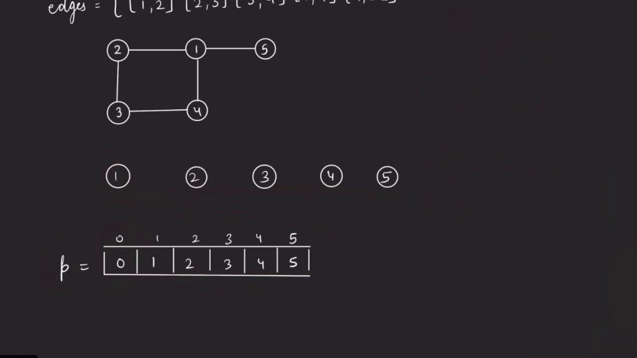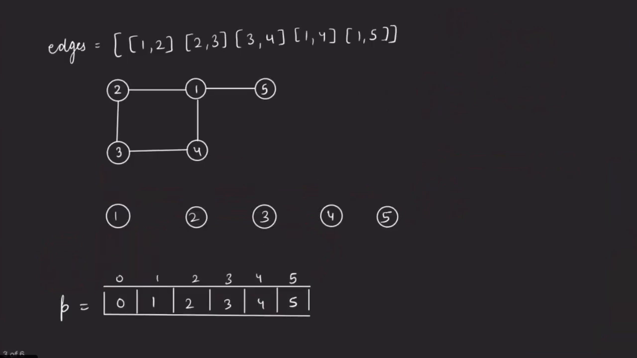And then what do we do? As we have all of our edges over here, we try to join these nodes on the basis of these edges using the union function. So see, the first edge that we have is 1 and 2. From this parent array, we find out what is the parent of 1 and what is the parent of 2. So right now parent of 1 is 1 and that of 2 is 2.